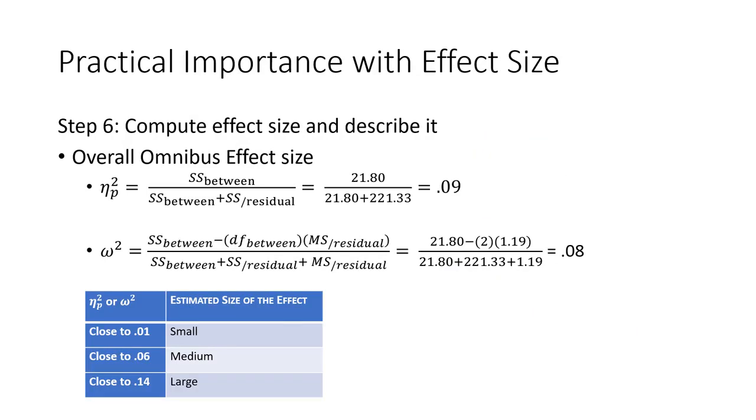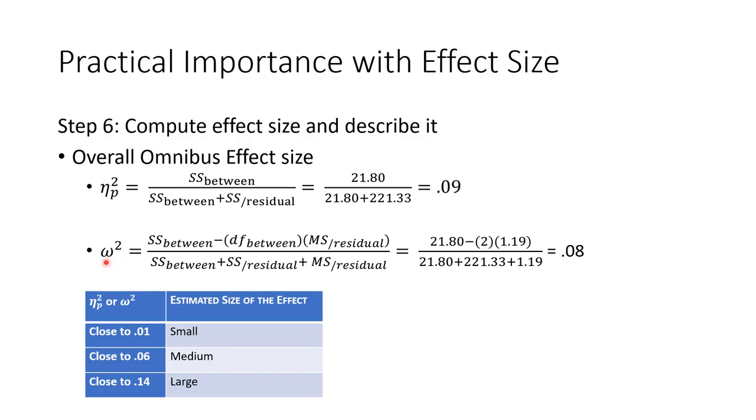Now we're ready to move on to the second pillar, which is practical importance with an effect size. Now, when you're doing ANOVA, you have a number of different effect sizes. First, we have the overall effect size for the Omnibus Effect. In other words, we want to represent overall how much of an effect does social media use have on sleep. And we have a number of options here. We can use partial eta squared or we can use omega squared. They're similar.